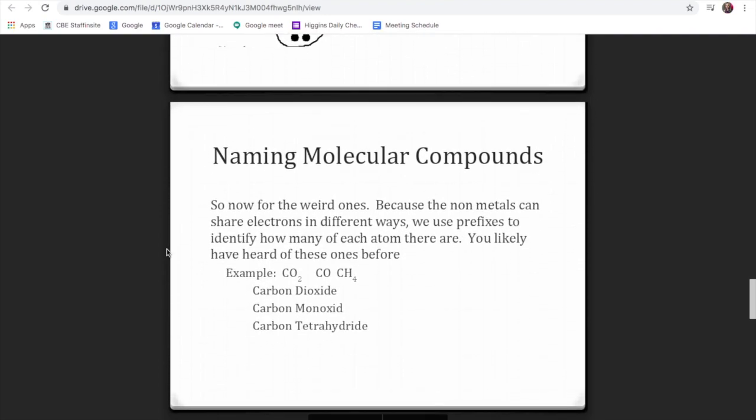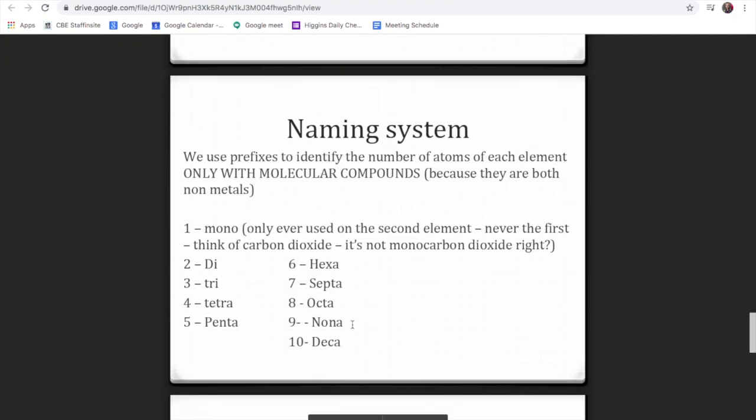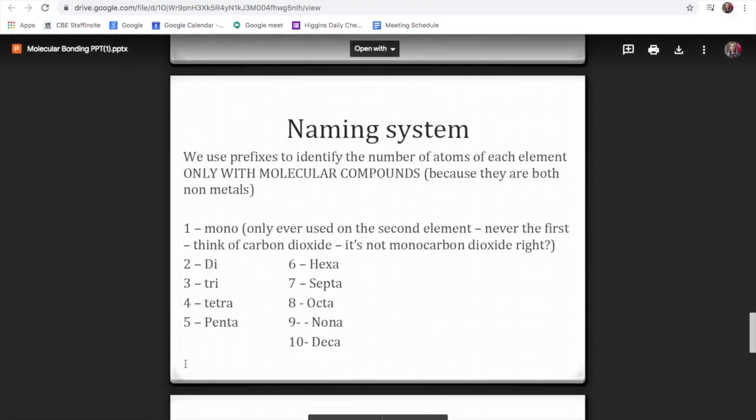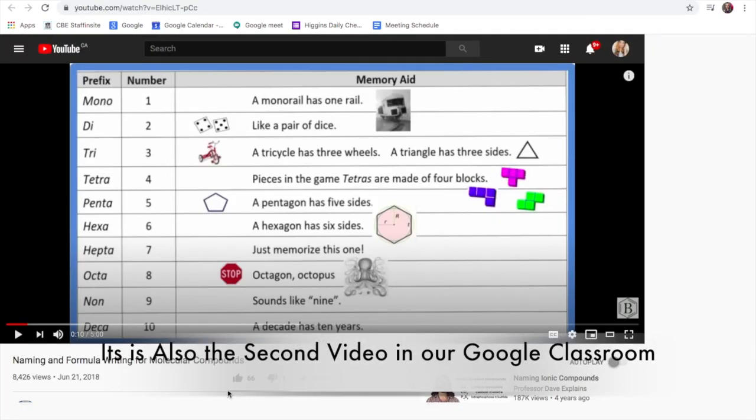Okay. Now here's the part that I want to spend a little bit of time on, and that's naming. In ionic compounds, like we said, we always keep the first name the same and the last name changes a little bit. Here it's a tad different than that. So the first thing that we're going to need to figure out are the prefixes. There's a link in this video to another video, ironically, of what that looks like, but I'm going to show you just this part of that video.